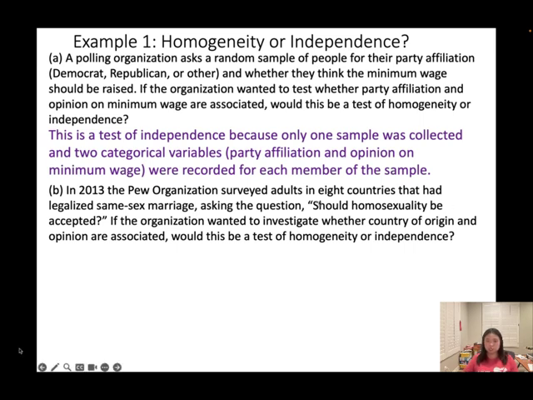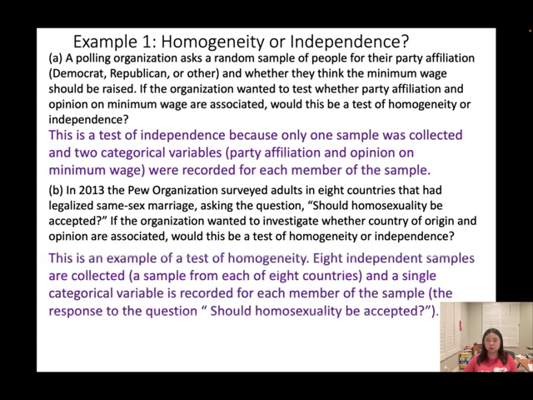You can see here, they have 8 countries. Okay, they surveyed the adults in 8 countries. So you could consider they have 8 populations. And then they only have one variable. The variable is whether homosexuality should be accepted. So one variable and more than one population. So that will be the test of homogeneity.